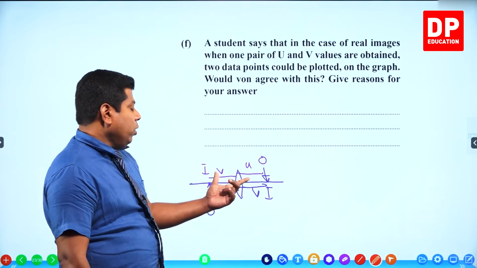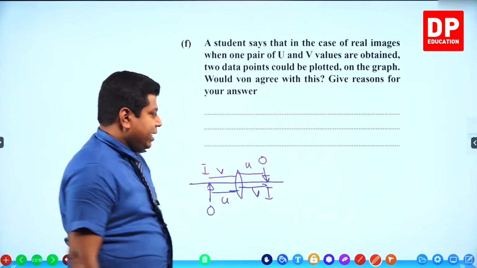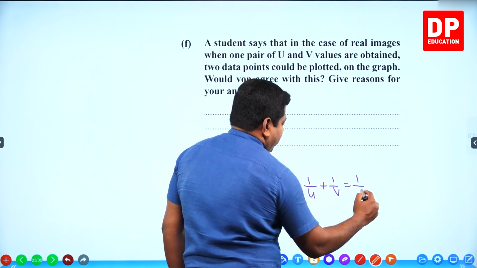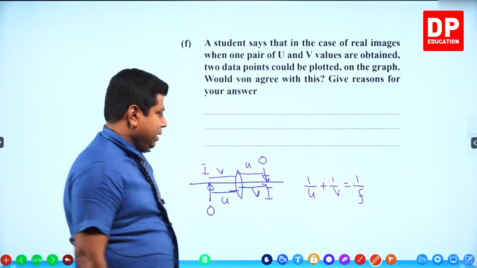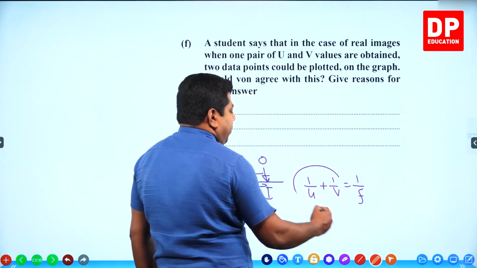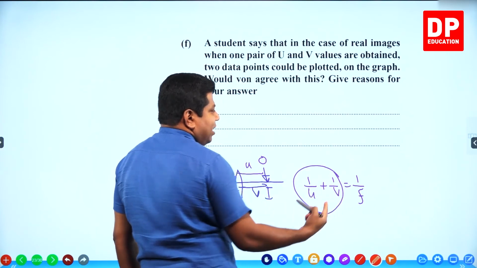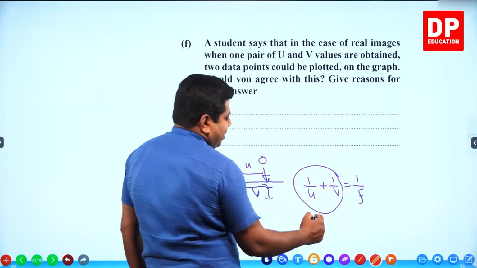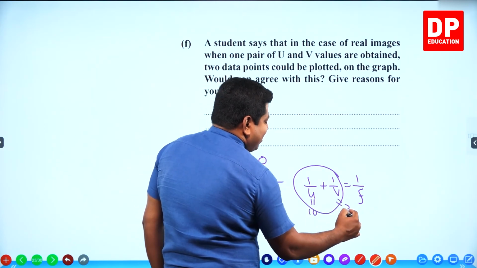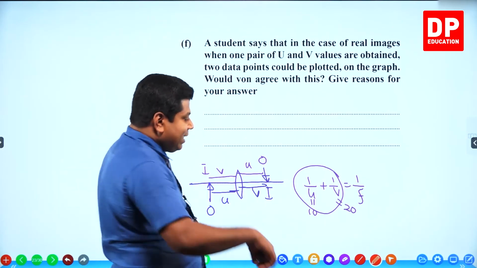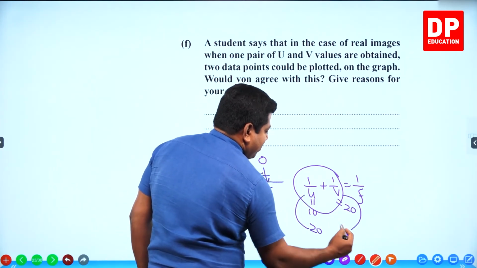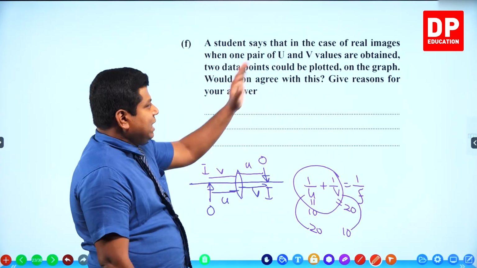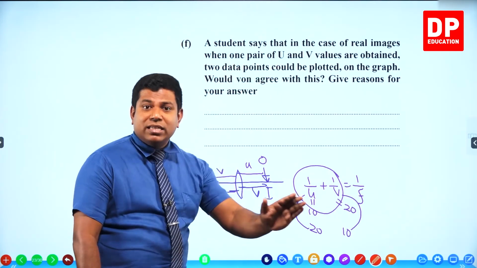Understand? After we applied the sign convention, we saw in the 2004 question, 1 over U plus 1 over V equals 1 over F. So if U and V are interchanged, there is no change happening on this side. If I put V here and U here, it doesn't make any difference. If you take one pair of values, let's say when U is 10 centimeter, V was 20. Later if U becomes 20, V will be 10. So you can interchange U and V. That's what he says in this statement. So you can say, yes, I agree.